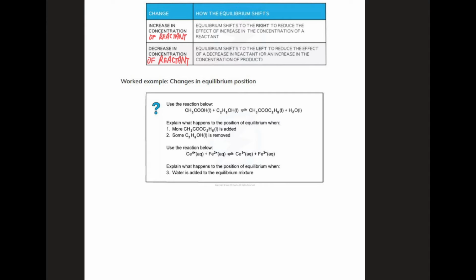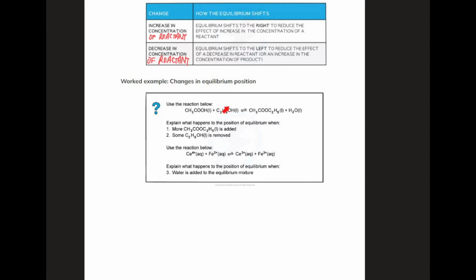So what do you think? Shift to the left or right? Does it shift to the left? Yes, correct. So it shifts to the left. Of course, how to explain? You have to explain based on Le Chatelier principle, something like it shifts to the left to minimize the increase of the concentration of the ester. To minimize the change, basically. That's the keyword.